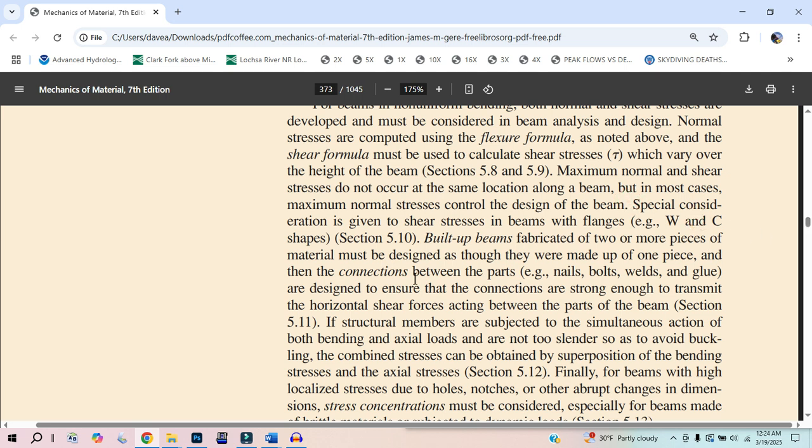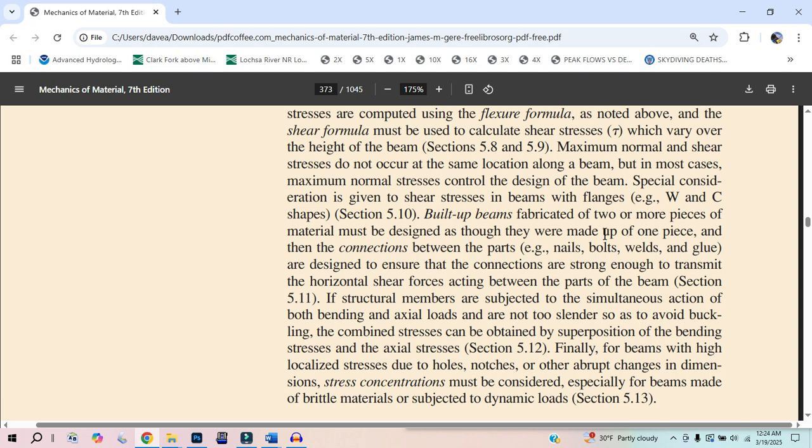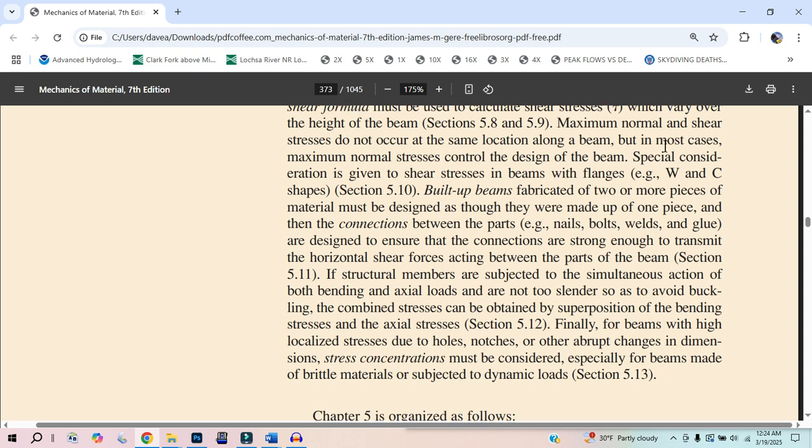Anyway, so special consideration is given to shear stresses in beams with flanges. Again, I have a hard time reading textbooks because you just know every sentence is worth spacing out. If you're not 100% understanding what's going on, they're not worth reading. So cool, special considerations, shear stresses when it comes to W and C shapes. So yeah, bizarro shapes, it just gets more complicated.